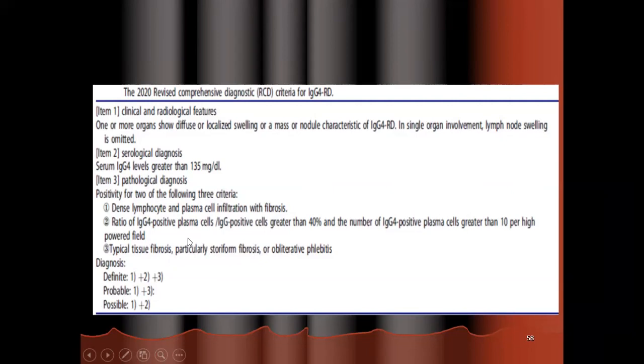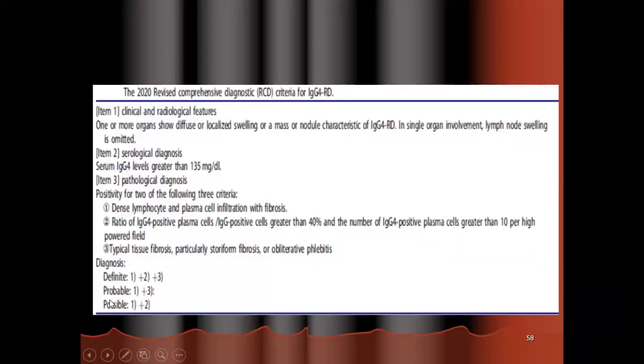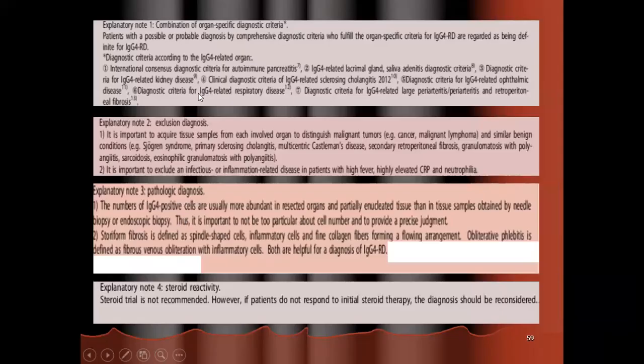الدايجنوزس بيجي ازاي؟ بناء على ال3 ايتمز دول، الكلينيكال والسيرولوجي والباثولوجي. اذا ال3 بوزيتيف يبقى ده ديفينيت دايجنوزس، 1 و3 بوزيتيف بقى بروبابل محتمل، 1 و2 بوزيتيف بقى بوسيبل. طيب حطوا مذكره تفصيليه لهذا الكلام اللي هي 4 نقط. Explanatory note number 1 يقول لك انه البروبابل والبوسيبل لو لقيت معاهم كرايتيريا اوف سنجل اورجان افكشن يخليه ديفينيت.